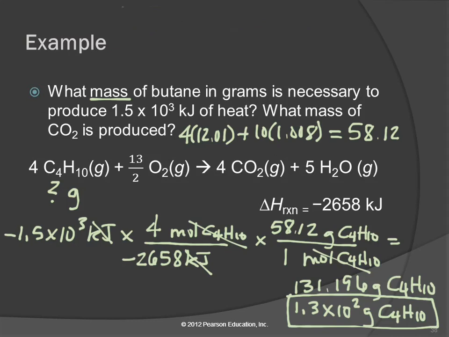So that's the first question. And the other question is, what mass of carbon dioxide is produced? Here we can do the same thing: kilojoules to moles to grams. But now it'll be moles of carbon dioxide and grams of carbon dioxide, because that's what the question is asking us to find. So negative 1.5 times 10 to the third kilojoules.